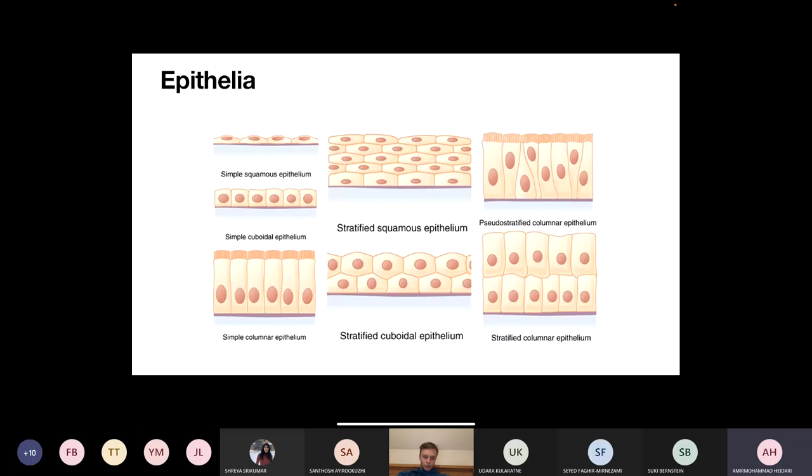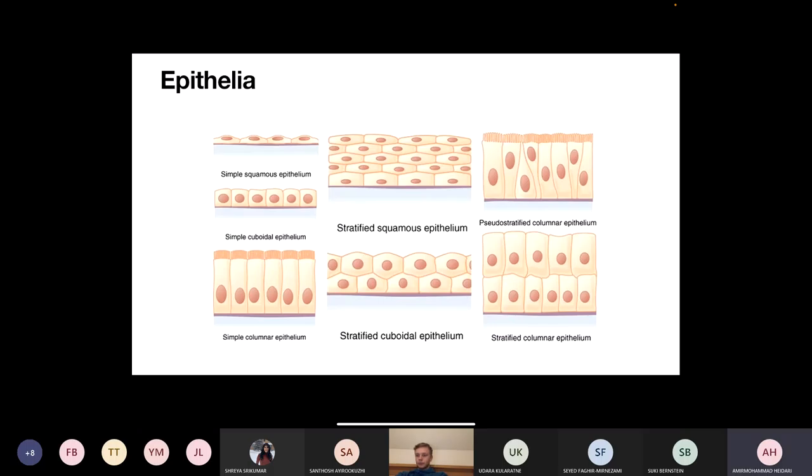Then stratified epithelia are divided into keratinized stratified squamous epithelium or non-keratinized, based on where it is. Stratified cuboidal epithelium, at the middle bottom part, is very rare, as far as I know. It's found mostly in the kidneys, I think, a bit in the urinary tract and the reproductive tract, and also the salivary glands, as far as I can remember.